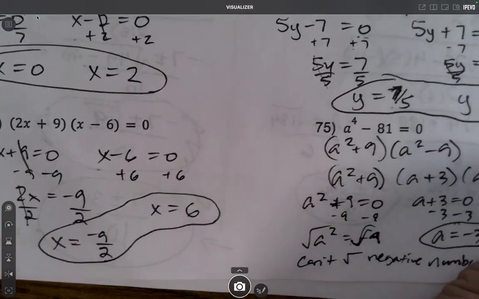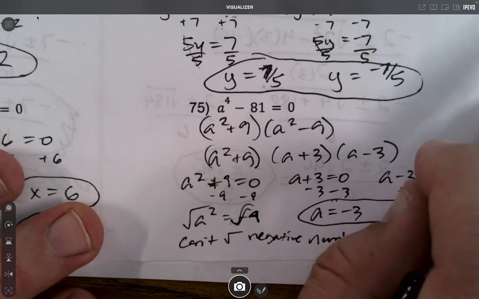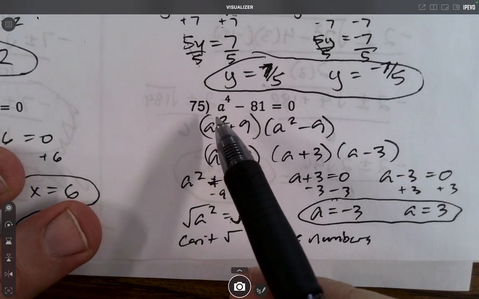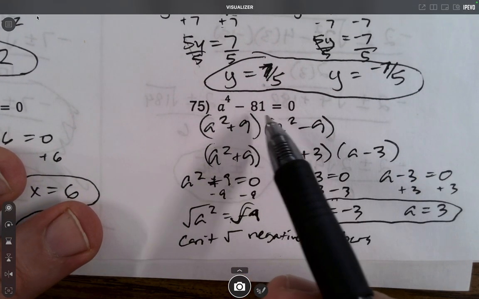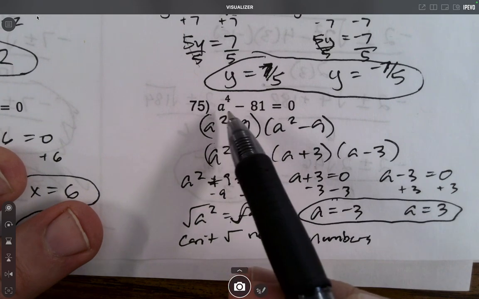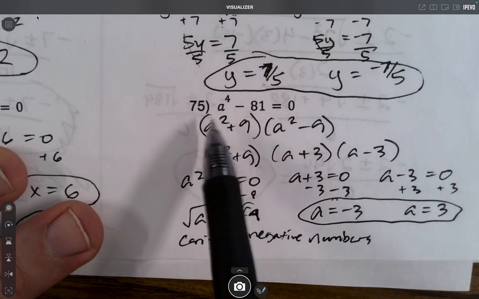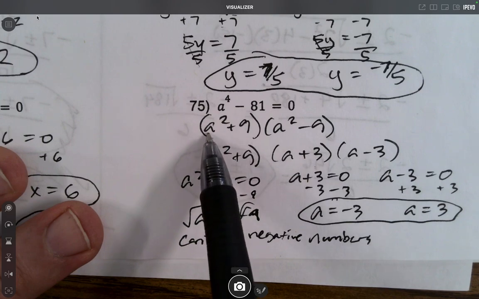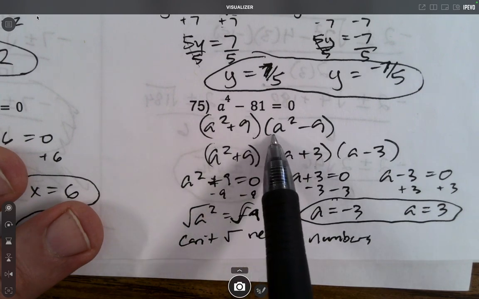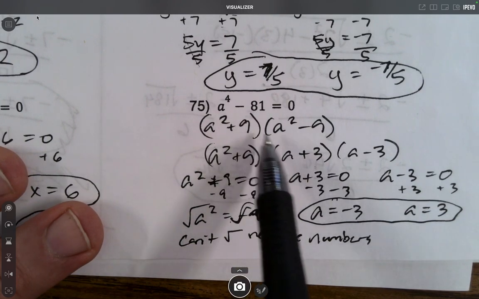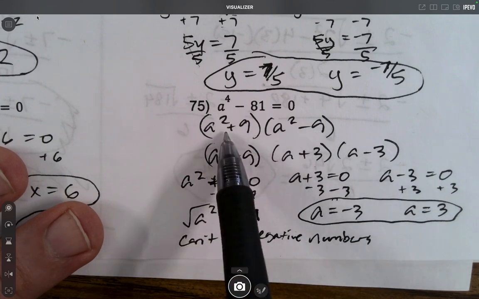75 is another one like 73 that has a difference of squares. We can take the square root of a to the fourth and the square root of 81, and we're subtracting. So it's the difference of squares. The square root of a to the fourth is a squared. We put that on the front. The square root of 81 is 9. We put those in the back. We do one plus, one minus.